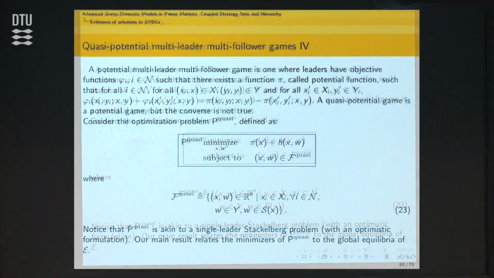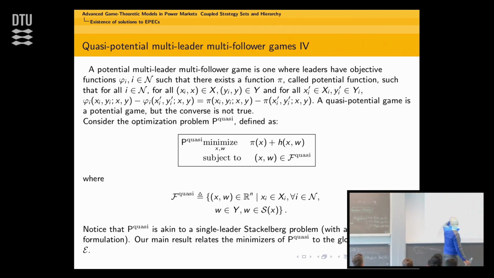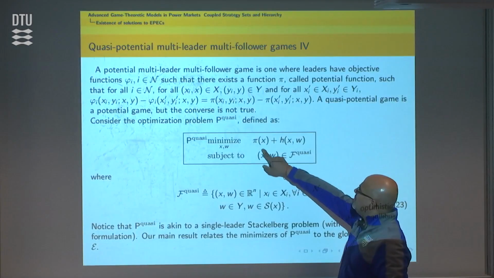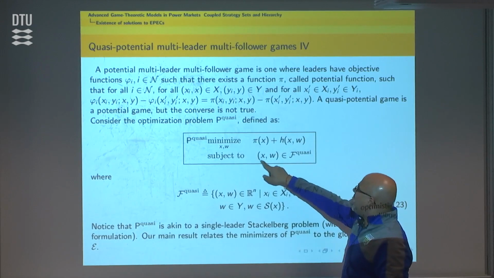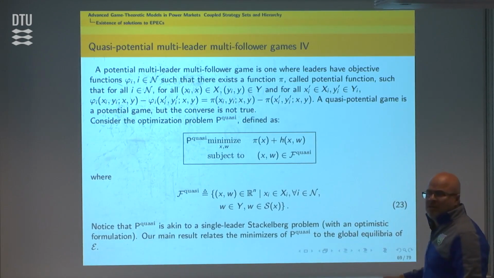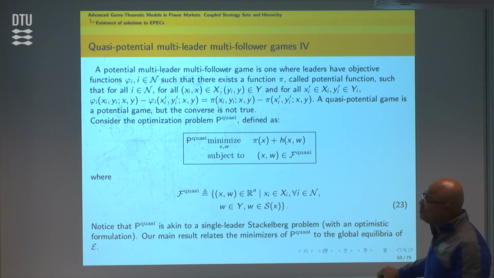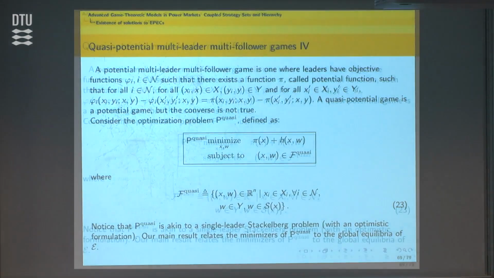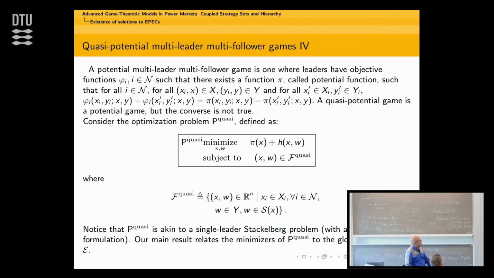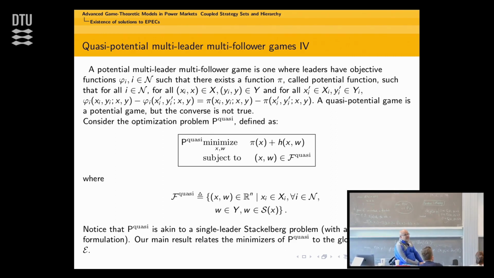So if I have that, a potential multi-leader multi-follower game is one where leaders have those objectives, and I can write down a centralized problem such that you have this potential function plus this common function and these complementarity constraints. So I have an MPEC, and so then the question becomes, does the MPEC have a solution? And I've given you existence conditions for that. So through this vehicle, we've been able to come up with a setting where you can actually ascertain the existence in a relatively cheap fashion.